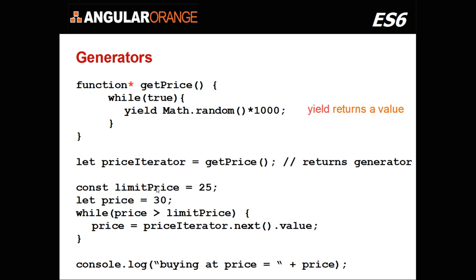We define a constant, limit price is 25. We let price equals 30. And while the price is greater than limit price, that is, while the price is greater than 25, get me the next value, get me the next value. I'm watching the price of this item. And then if it's not greater than $25, that means it's less than or equal to $25, I will get a handle on the price, and I would purchase the item.